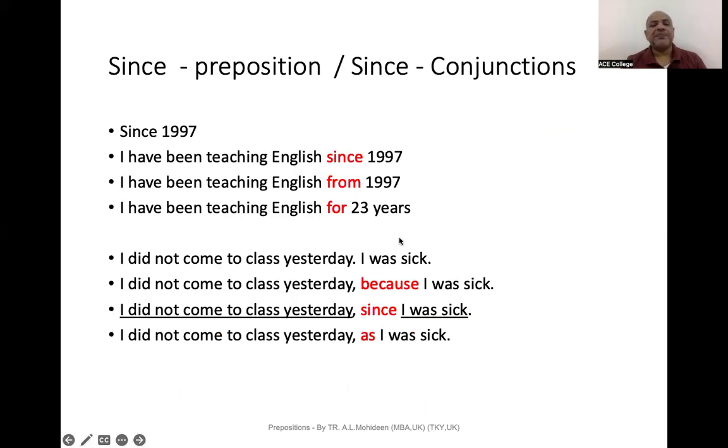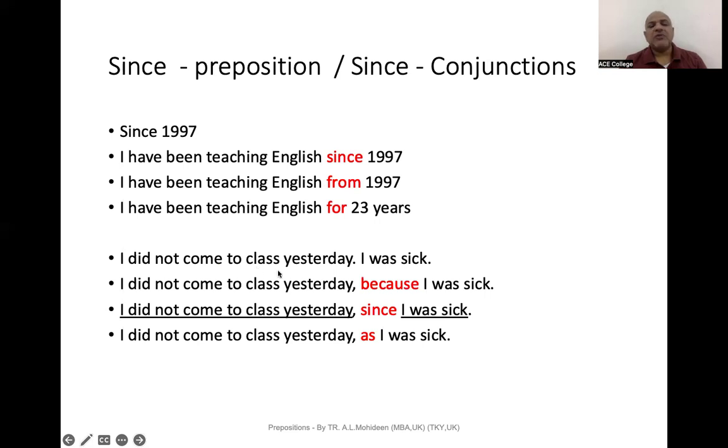Since, from, to. So I have been teaching English since 1997, or you can say from 1997. So if you calculate how many years now, you have to calculate and then put those years. How many years? For 23 years. Okay, now I don't know how many years now. Okay, you calculate and put it.